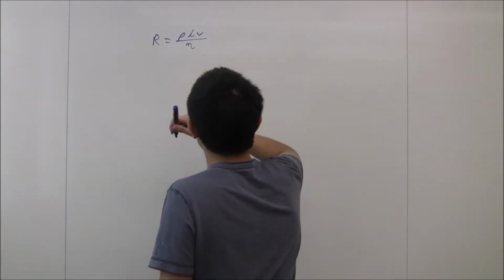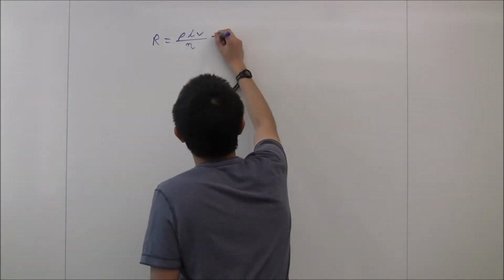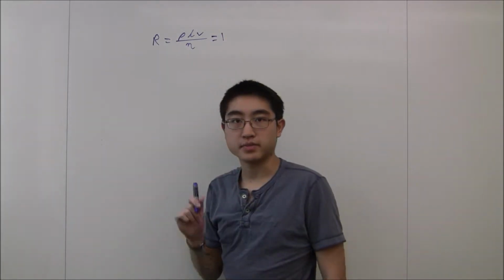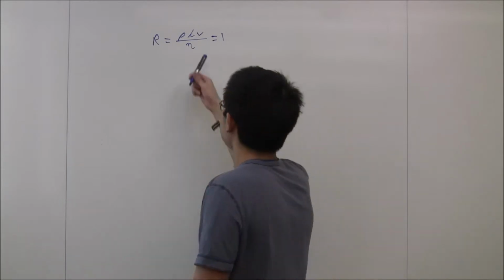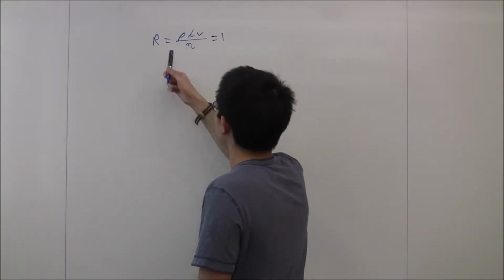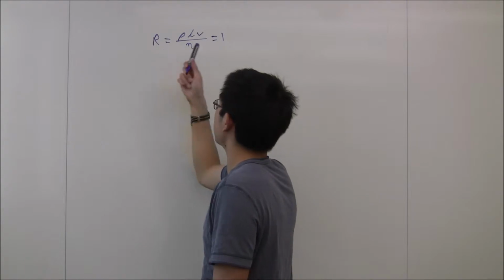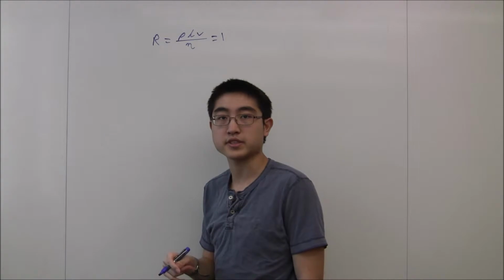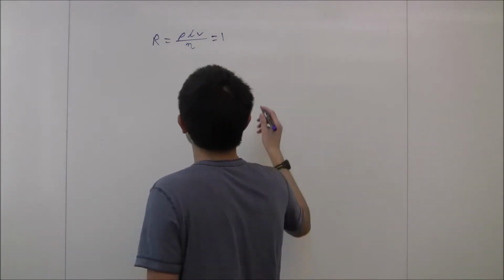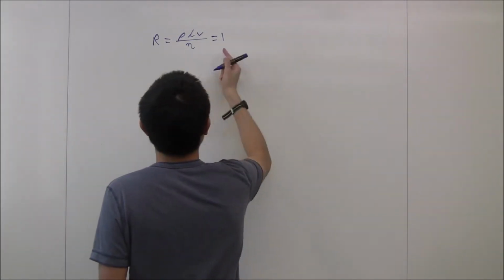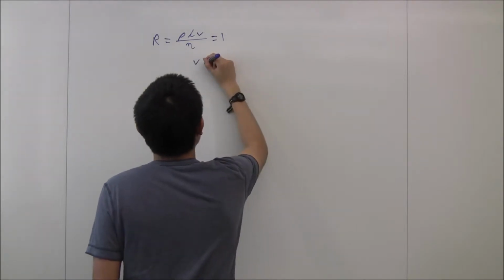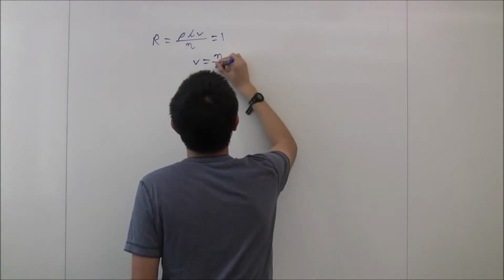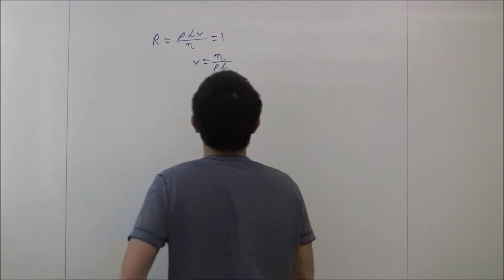So at the maximum velocity, the Reynolds number is going to equal 1, because if the speed of the person is any greater than the maximum speed, then the Reynolds number will be greater than 1, which means that the inertial drag force will start dominating over the viscous drag force. So at the maximum speed, the Reynolds number is equal to 1, which means that the max speed that the person can swim is going to be eta over rho times L.